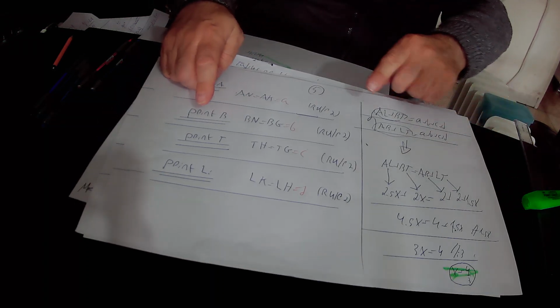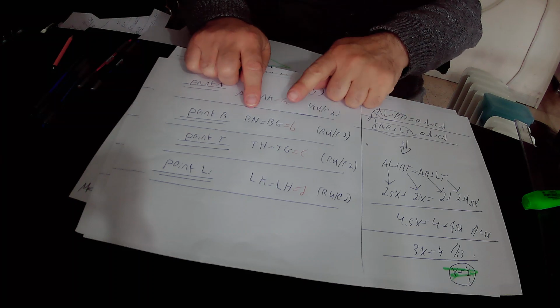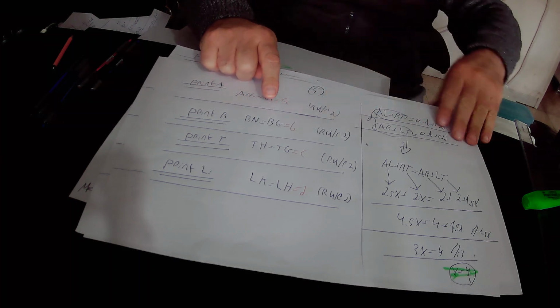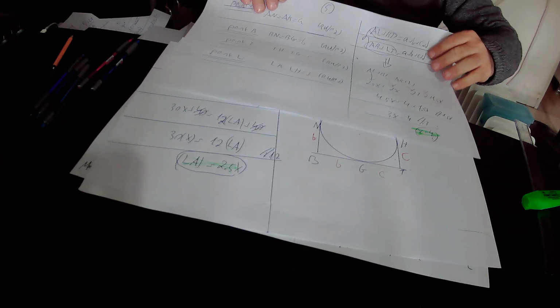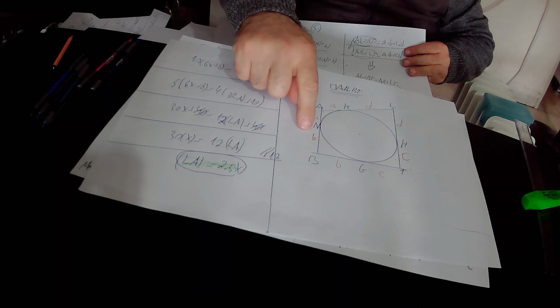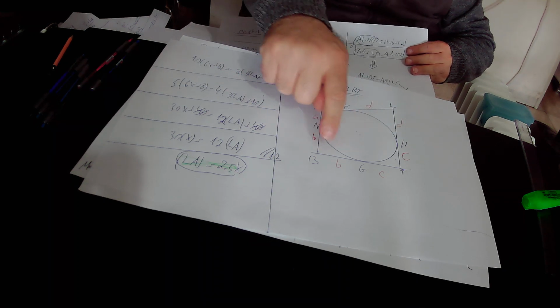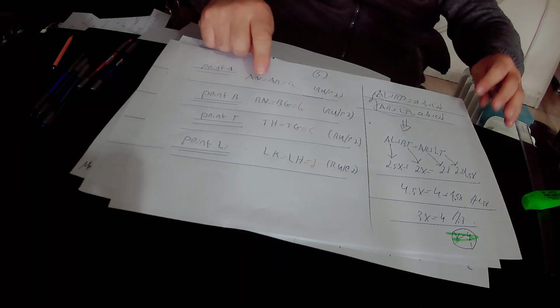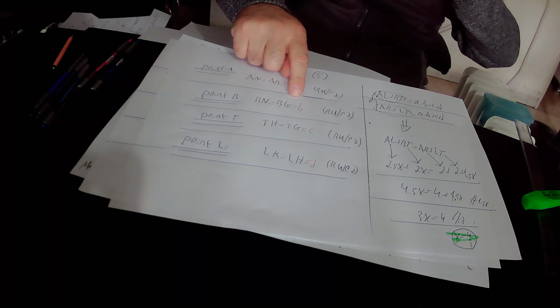Here, from the common standpoint point B, tangent BN equals tangent BG. So if we define the length of tangent BN as B, then the length of tangent BG must also equal B because they are equal to each other. In conclusion, BN equals BG equals B.